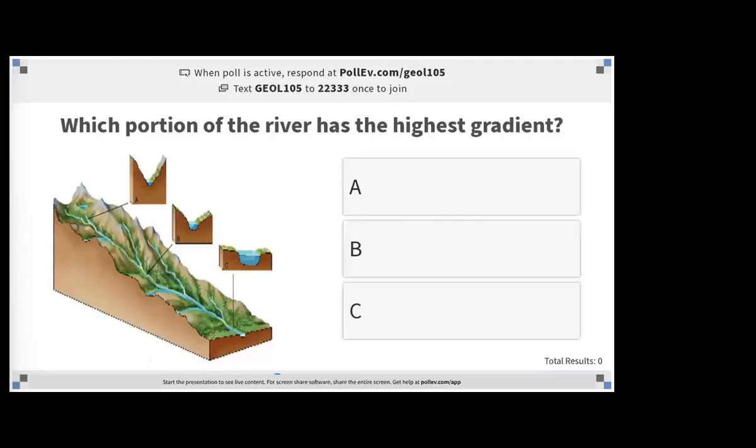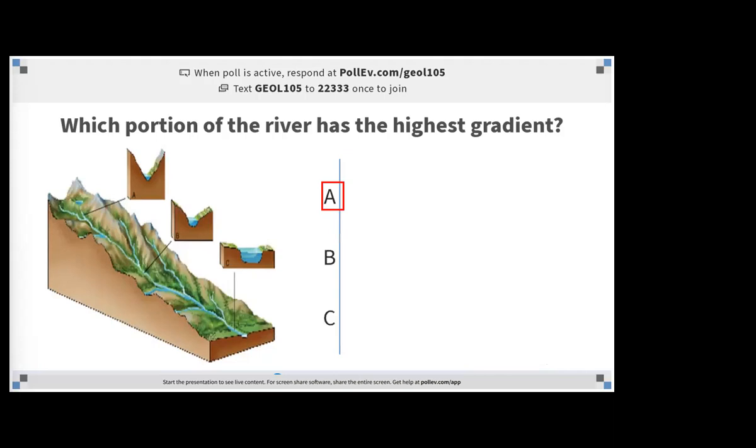All right, so just some review. We have a river system from top to bottom, A, B, and C. Which portion of the river has the highest gradient? Shout it out, A, B, or C? A. Everyone agree? All right, that's right. A is the right answer. We have the steepest slope. Slope is another term for gradient. We have the steepest channel walls. So we're going to have the highest velocities. All of that stuff adds up to the highest gradient.